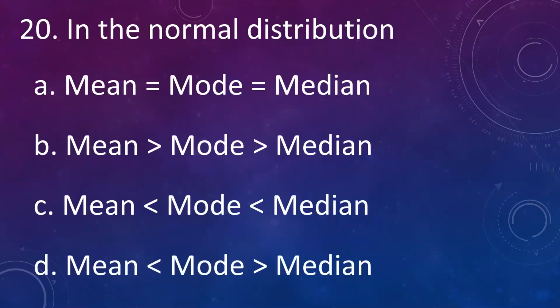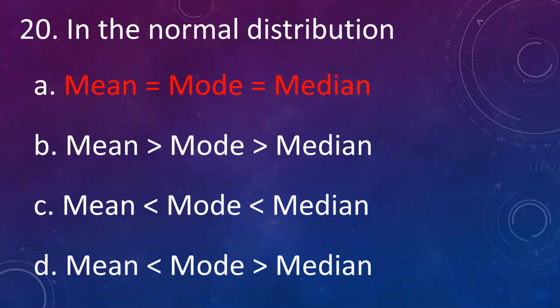In normal distribution: A, mean is equal to mode is equal to median; B, mean is greater than mode greater than median; C, mean is less than mode less than median; D, mean is less than mode greater than median. Answer is A. In normal distribution, mean will be equal to mode equal to median.